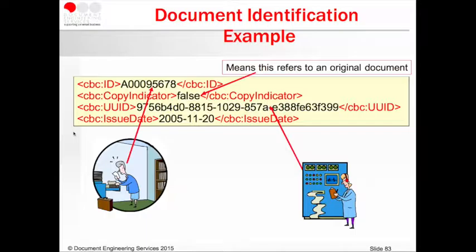So when we talk about document reference, we need to talk about how we identify them. So I've mentioned that there is an identifier that's typically for manual understanding, and also a UUID, a computer-generated one, which is much more commonly used for computer application matching. The copy indicator false means that this is the original copy and there's a date of issue.